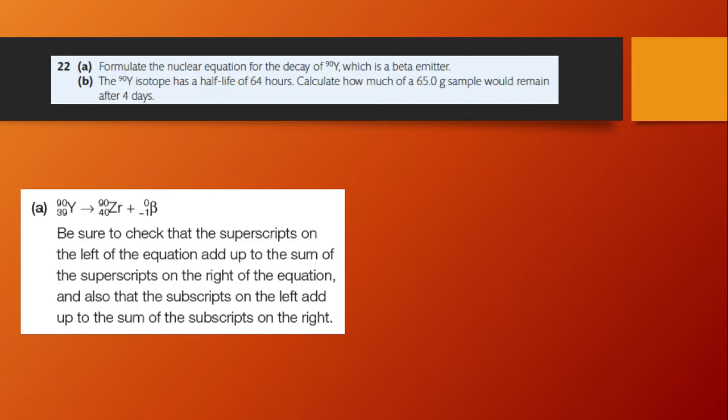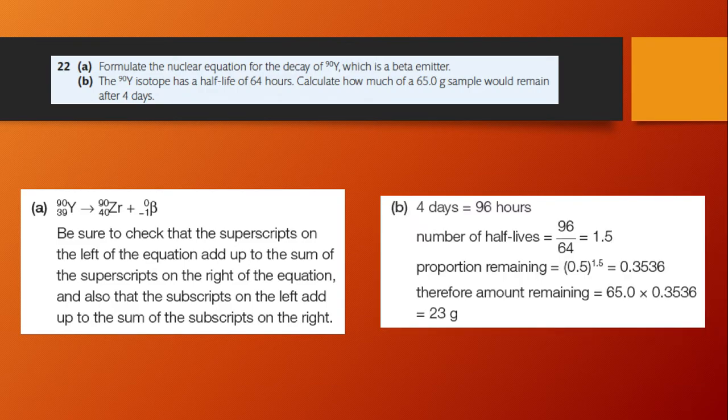Letter B. The isotope has a half-life of 64 hours. Calculate how much of a 65.0 gram sample would remain after 4 days. Now this problem is just like the one on the previous slide. You're given the half-life, the time that it has been allowed to decay, and the original amount. So you want to find how much time has actually occurred. Since we're given 4 days, we're going to convert it to hours because our half-life is in hours. So 4 days is 96 hours.